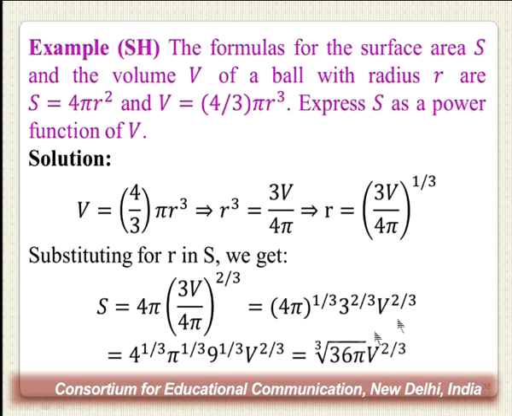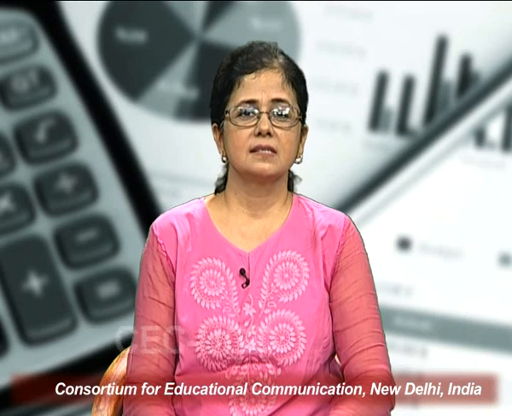And if you just simplify this, you will get 4 to the power 1/3 times pi to the power 1/3 times 9 to the power 1/3. I'm just taking a common exponent here so that I can multiply these. So 3 to the power 2/3 is 9 to the power 1/3, times V to the power 2/3. Because the exponents are the same, I can just write this as 9 times 4 times pi, which is the third root of 36 pi, times V to the power 2/3. Okay, so that's it for our discussion of power functions.